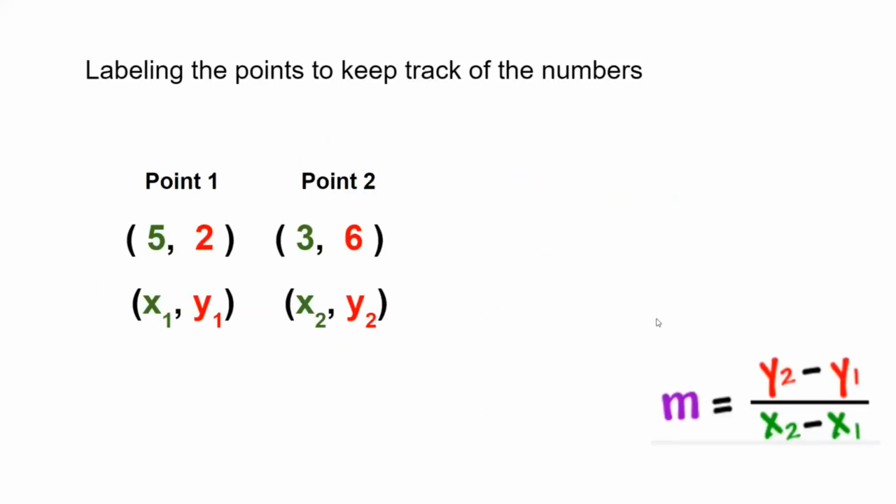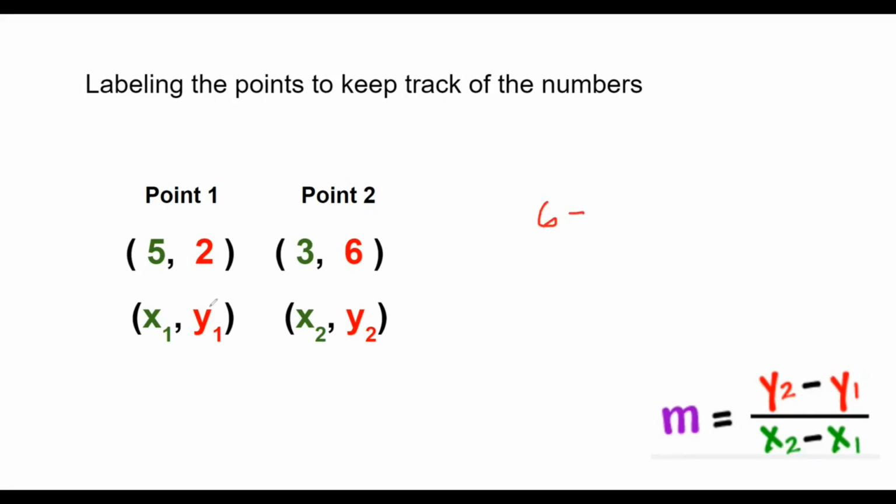Here's an example of labeling the numbers again. We have point 1 as (5, 2), point 2 as (3, 6), and we've labeled it x1, y1, x2, y2, so that we can keep track of it. Now, if we're going to substitute here, we're first looking for y2, that's 6. Then we're looking for y1, we go over here, that's 2. We have now used 6 and 2 from our list. We move down to the bottom of our fraction. x2 is 3, and x1 is 5. So there is the substitution.